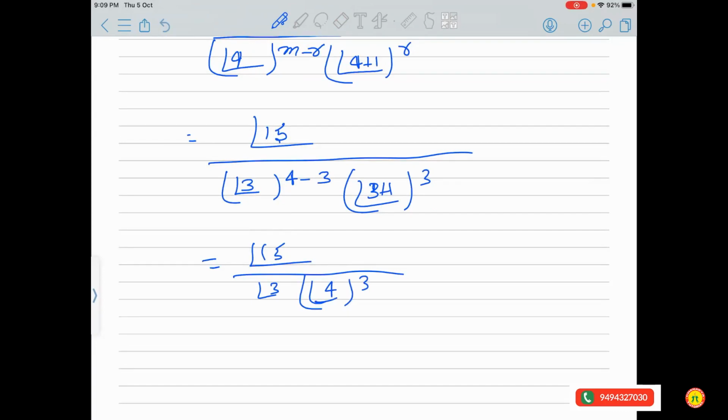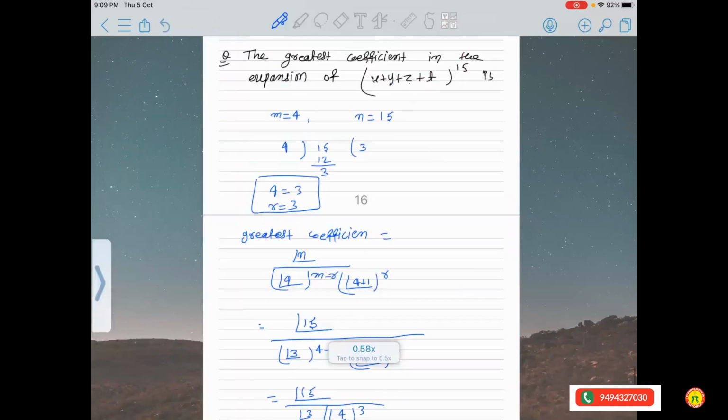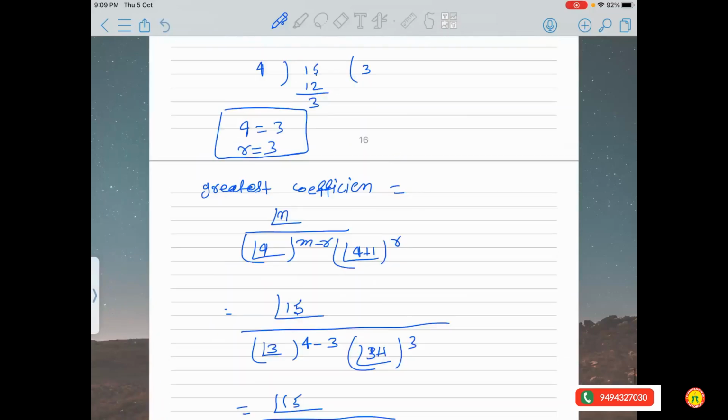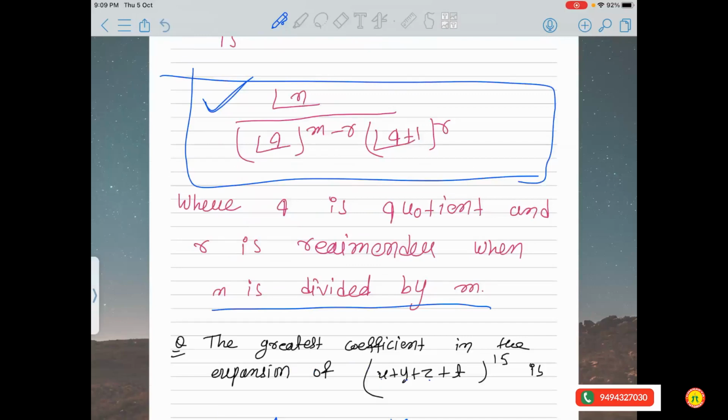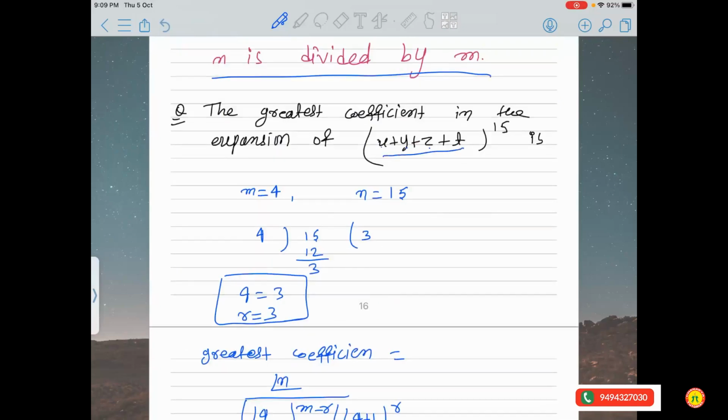Okay, got it? Sohan, Aditya? Yes, sir. Did you understand? You need to remember this formula: n factorial upon q factorial power m minus r, multiplied by q plus 1 factorial power r, where q is the quotient when n is divided by m and r is the remainder. Here m is 4: x, y, z, t, four different terms.